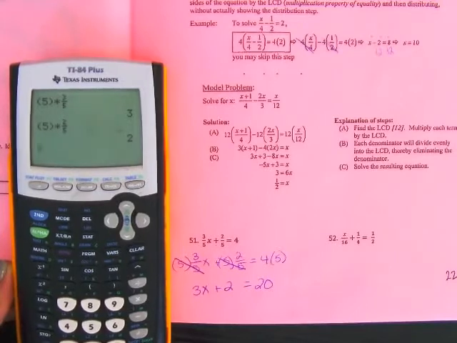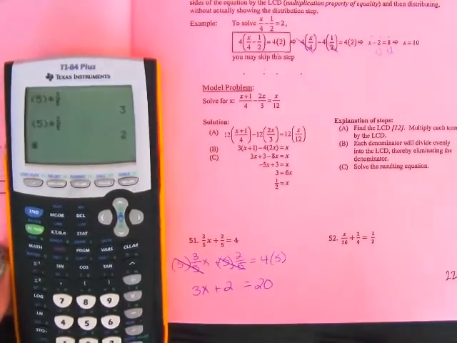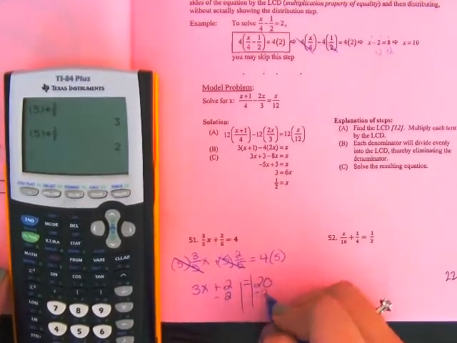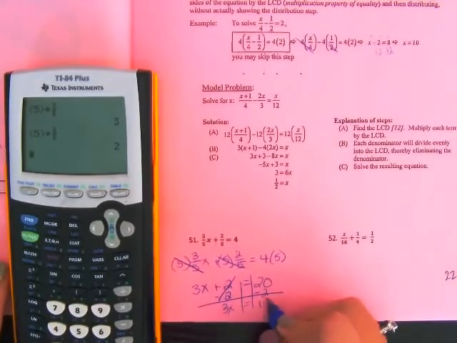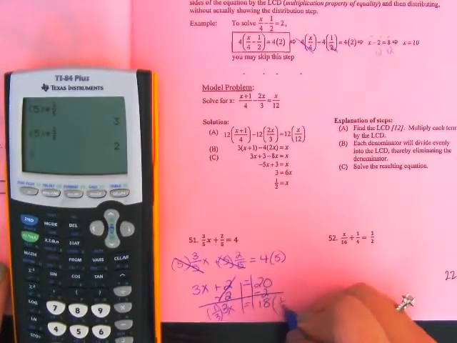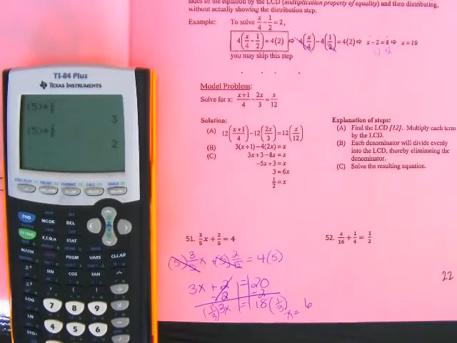Okay, so if you don't understand the whole canceling process, you can just go and put it in the calculator to see what you get. Right, and then for this you would just go ahead and solve by doing your inverse operations. So 3x is equal to 18, and then you would multiply by 1/3 or divide by 3, and x equals 6. Okay?